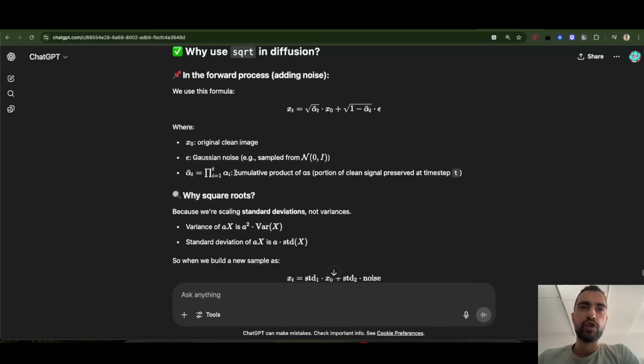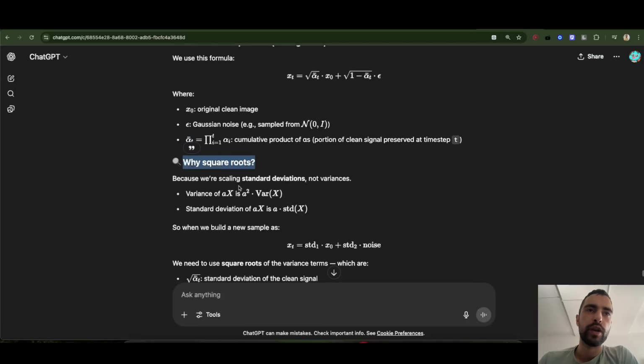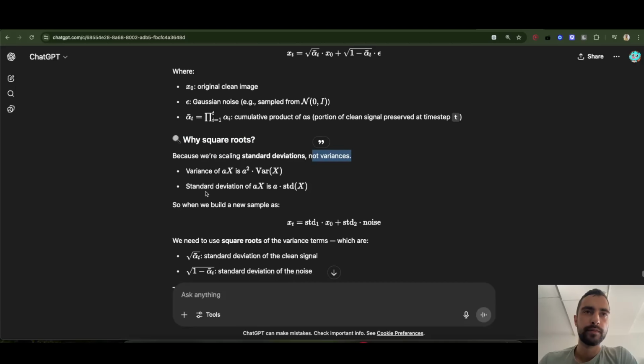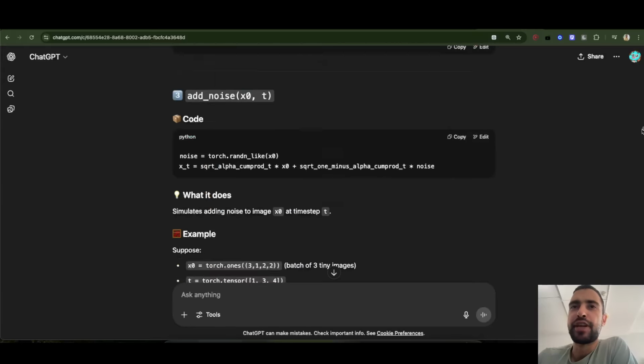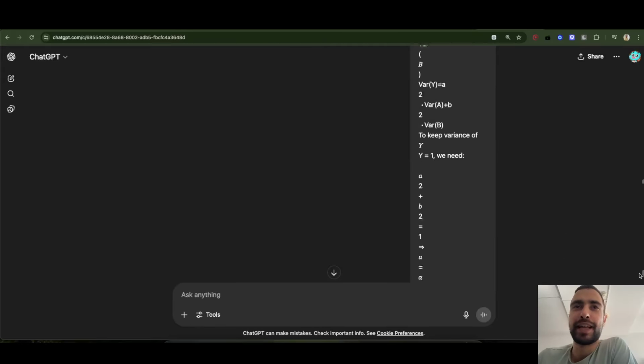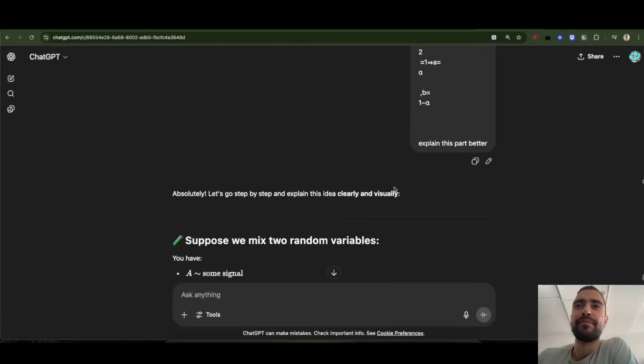This character, this is the cumulative product of this. I don't know, ChatGPT has some writing mistakes. Portion of clean signal preserved at timestamp t. Yeah, so this is the portion of the clean signal preserved at the current timestamp. Why square roots? Because we are scaling standard deviations, not variances. So I asked ChatGPT like 3 times to explain this variance stuff. I couldn't get it, but now I think I understand it better.